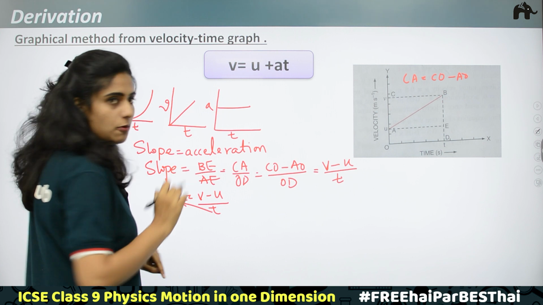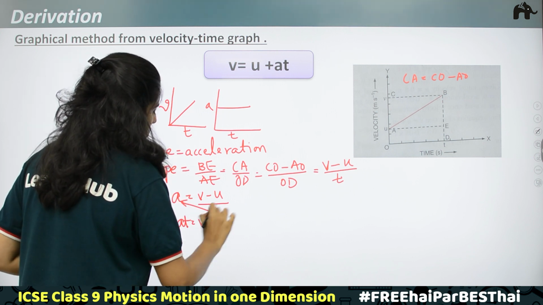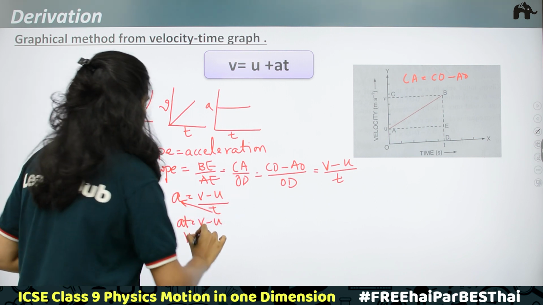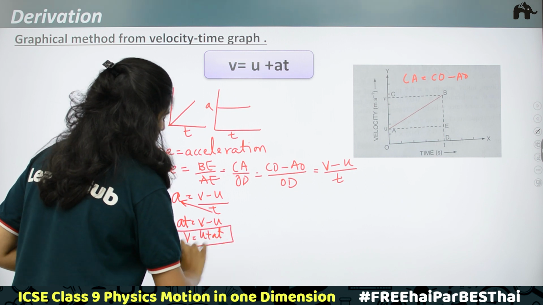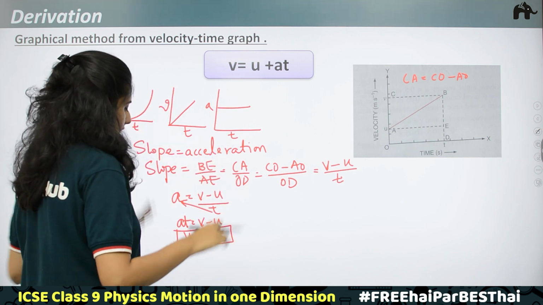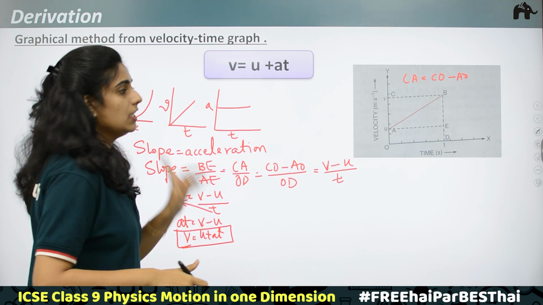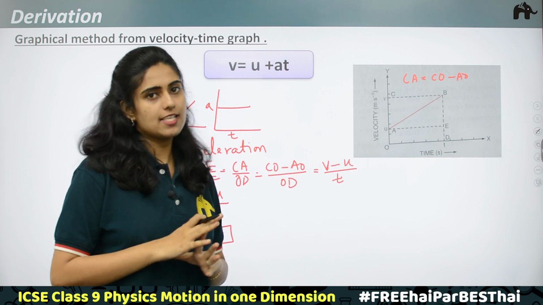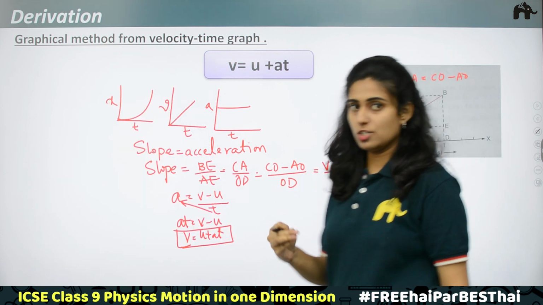Taking this T to the opposite side, AT is equal to V minus U, or V is equal to, taking negative U to the opposite side, that is U plus AT. Okay. V is equal to U plus AT. So, this is the first equation of motion which we have derived from the velocity time graph for uniformly accelerated motion.